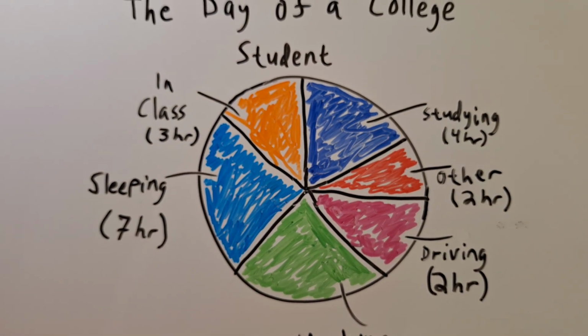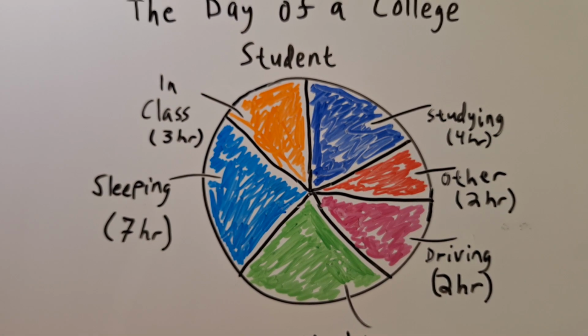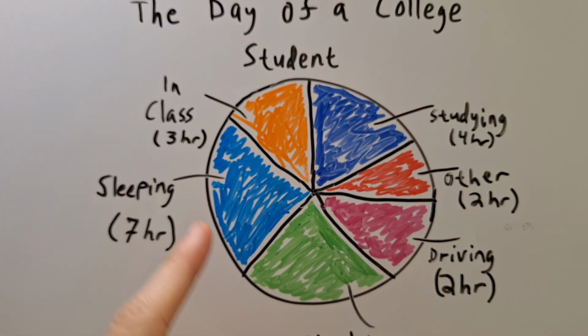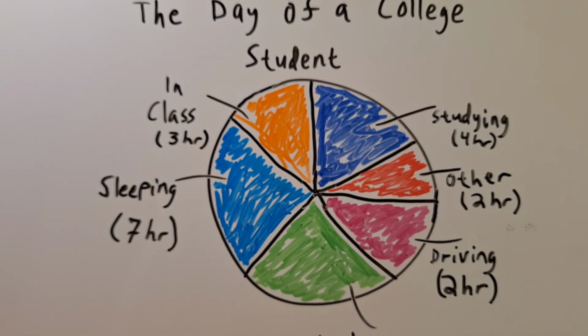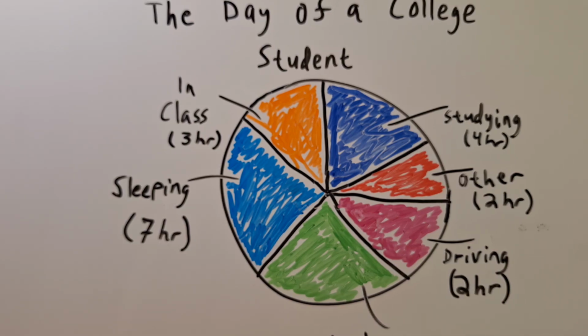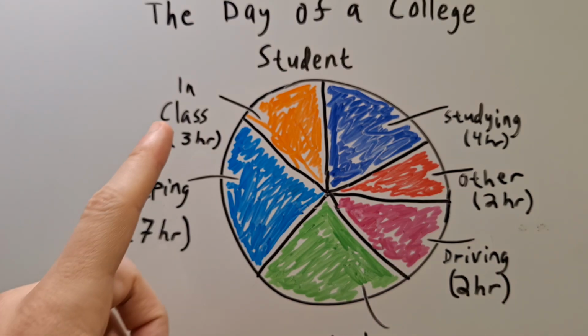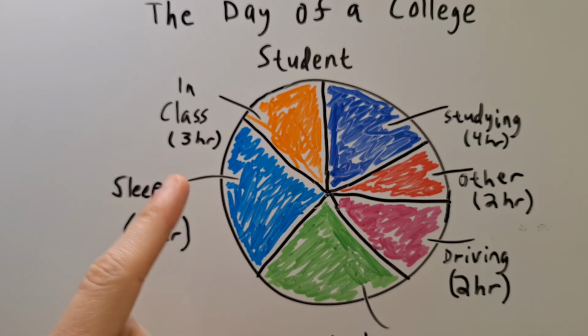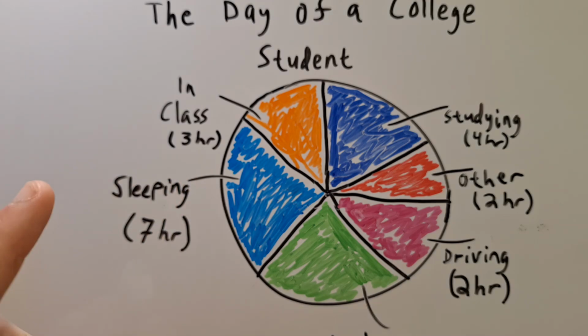So here what I've done is I have constructed a circle graph about the day of a college student. And again, this is not from any credible source. This is just something that I made up. A circle graph is used to show how a total amount is divided into different parts. Visually, each part of the circle is called a sector. It's kind of like a slice of pie, per se. The size of each piece relates to the fraction of the whole that it represents.